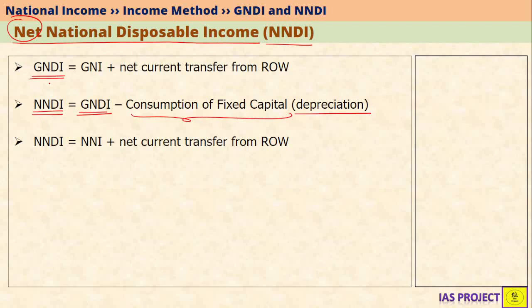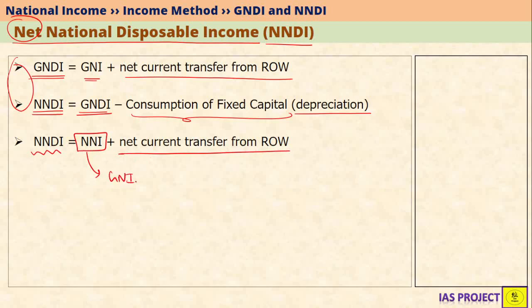We can write GNDI as GNI plus net current transfer from rest of the world. So using these two equations, we can write NNDI as NNI plus net current transfer from rest of the world. Obviously, NNI is nothing but GNI, that is gross national income minus depreciation.